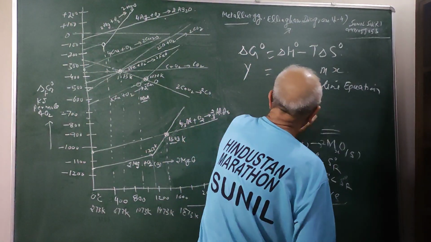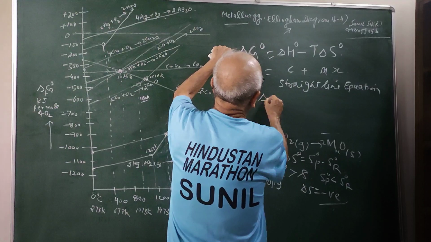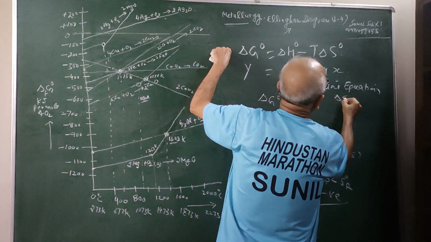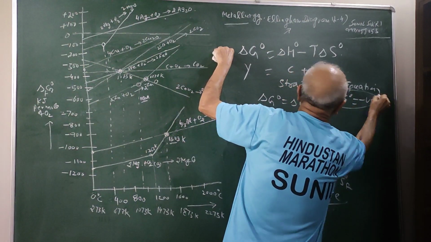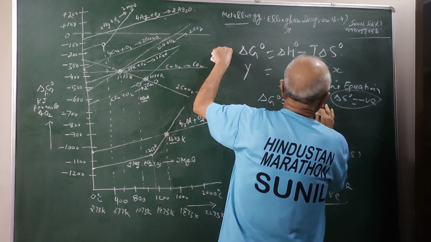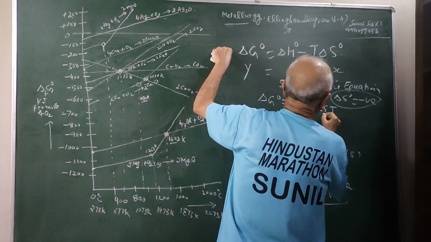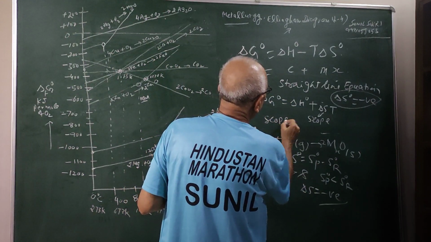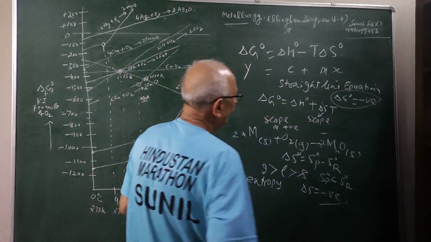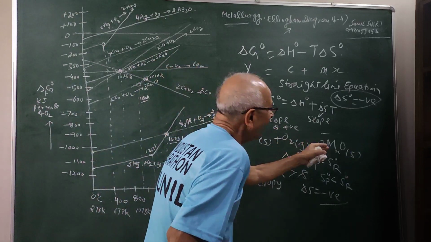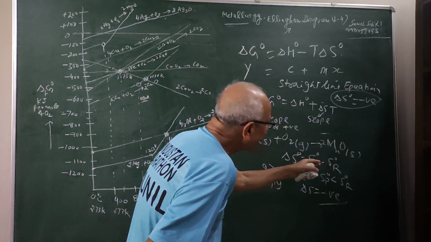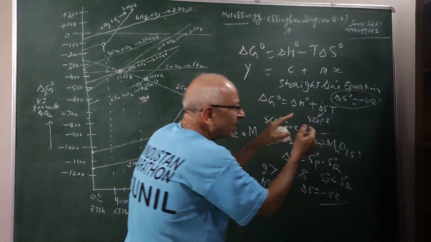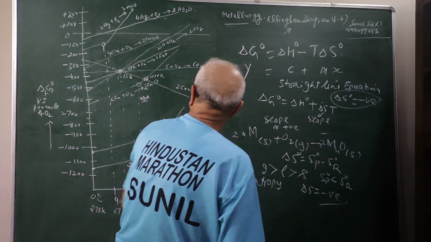And what will happen if delta S is negative, students? Delta G0 is equal to delta H0 minus T delta S0, and since delta S is negative, this becomes plus T delta S. This is my slope. So students, slope is becoming positive in this case because the entropy of the products is less than the entropy of the reactants. From gas state you are going to the solid state, so this value becomes positive.